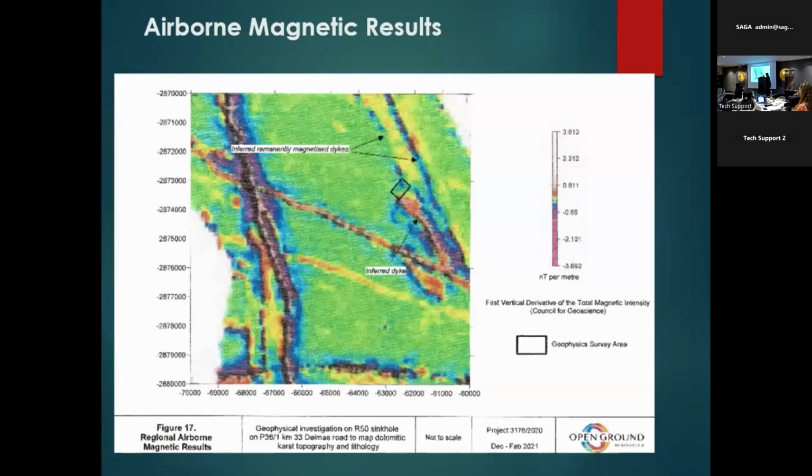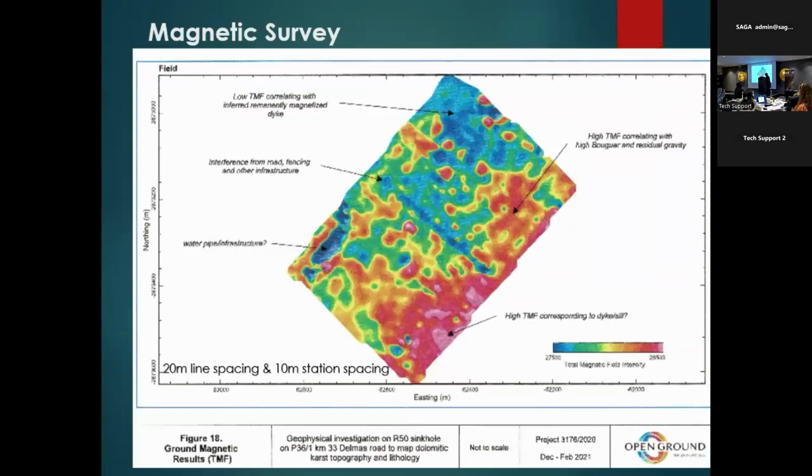Because of that linear feature, we said, okay, let's look at extra data. So we looked at the airborne magnetic results. And as you can see, there is a feature running there, and that's the same orientation as what we encountered with the gravity data. The magnetic data, this side, the high values are related to dolerite.